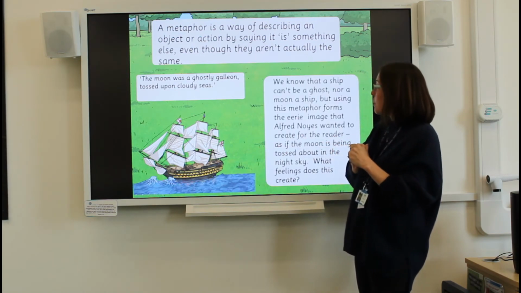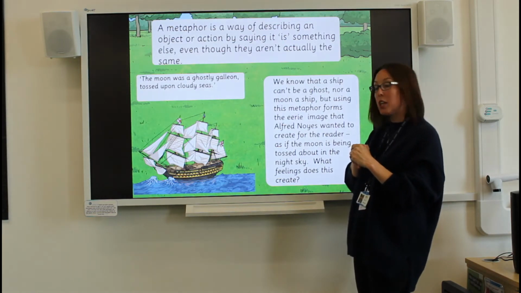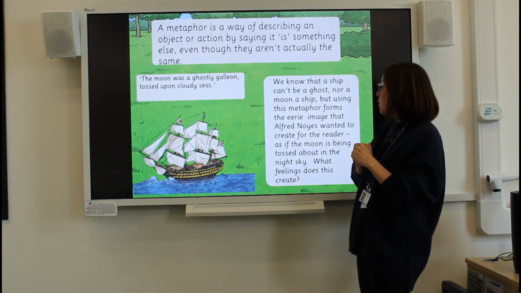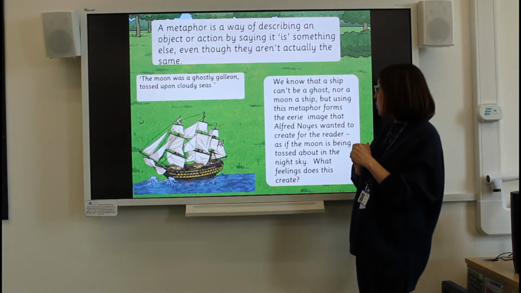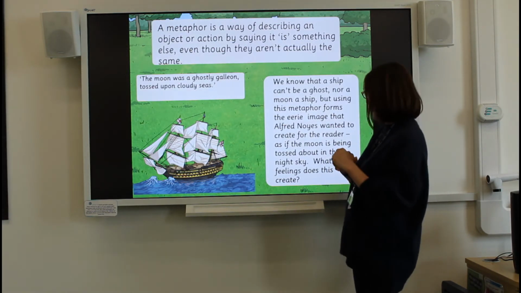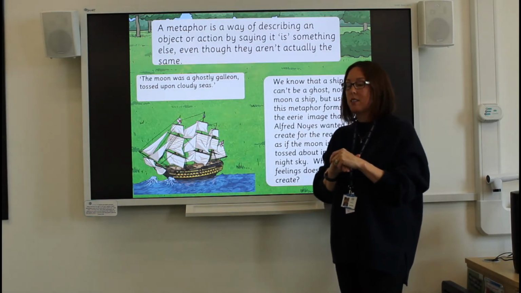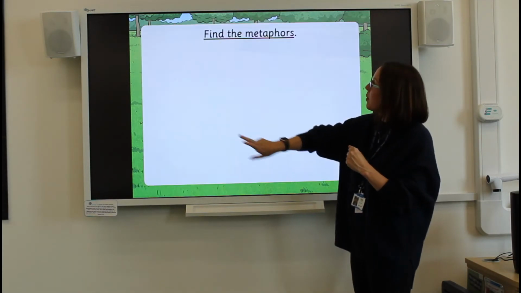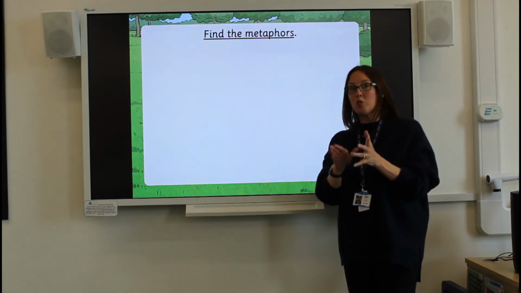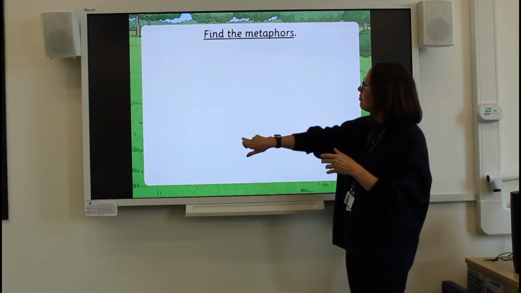We know that a ship can't be a ghost, nor a moon a ship, but using this metaphor forms the eerie image that Alfred Noyes wanted to create for the reader, as if the moon is being tossed about in the night sky. It's a lovely metaphor, that one. Okay, so now I want you to try and find the metaphors.